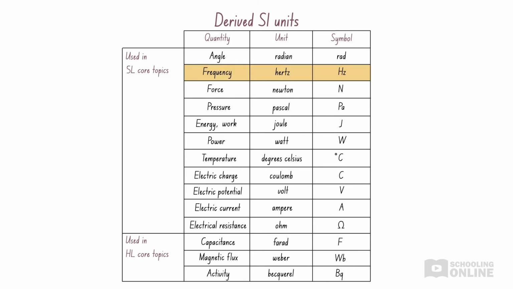Most of the remaining units that we use in physics are known as derived SI units. Derived SI units are made from different combinations of the fundamental SI units, and some of them have unique names. For example, the unit for frequency, Hertz, is a derived SI unit of per second. That is, when a light ray has a frequency of 10 to the power of 14 Hertz, it will oscillate 10 to the power of 14 times per second. Pause the video here if you would like to read through the table of derived SI units for yourself.